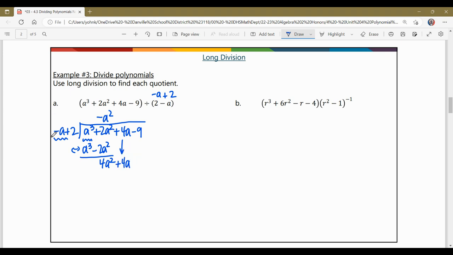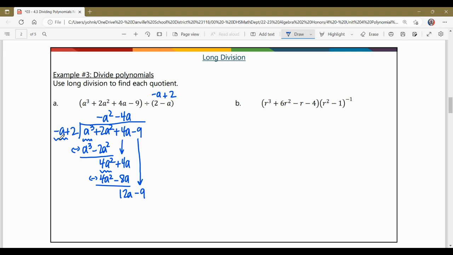Repeat. Negative a goes into 4a squared how many times? The answer is negative 4a. Distribute. Negative 4a times negative a is 4a squared. Negative 4a times 2 is negative 8a. Draw your line and subtract. 4a squared minus 4a squared is 0. 4a minus a negative 8a is 12a. Bring down the negative 9.